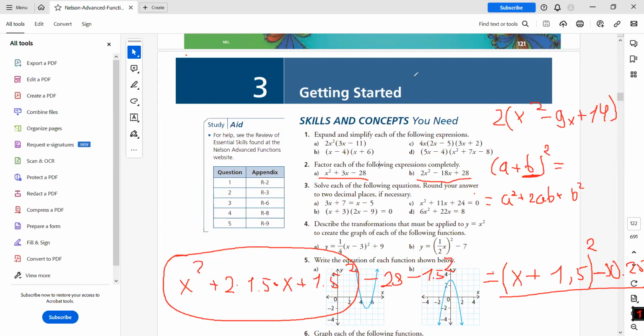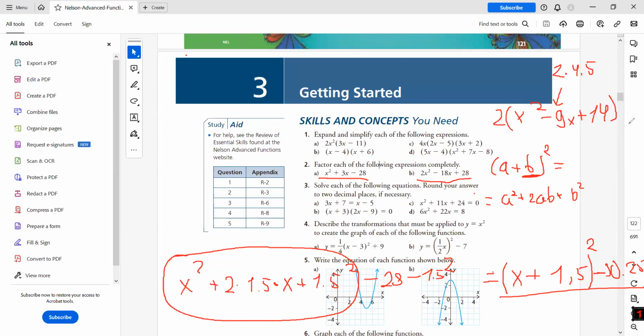Yeah, keep it like that. So now we have minus 9x plus 14. If it's 9 here, and 9 is 2 times 4.5, so the second term should be 4.5, and we have 14 here.